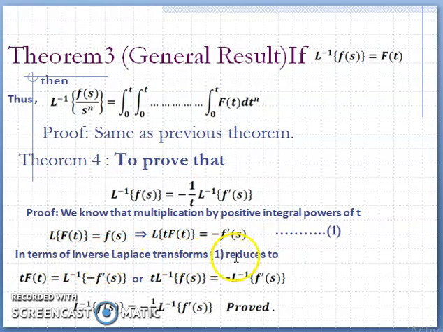In terms of inverse Laplace transform, equation 1 reduces to t into f(t) equal to L inverse of minus F'(s). And t is as it is, and what is f(t)? f(t) is L inverse of F(s). So put here L inverse of F(s) equals, by equation 1, minus L inverse of F'(s). So we get L inverse of F(s) equals minus 1 by t L inverse of F'(s). So this is the special case of multiplication by power of s in terms of inverse Laplace transform.